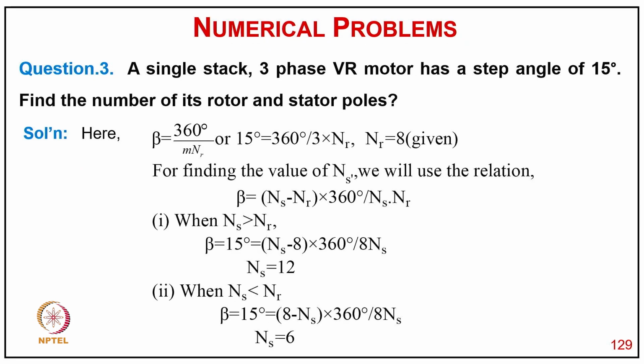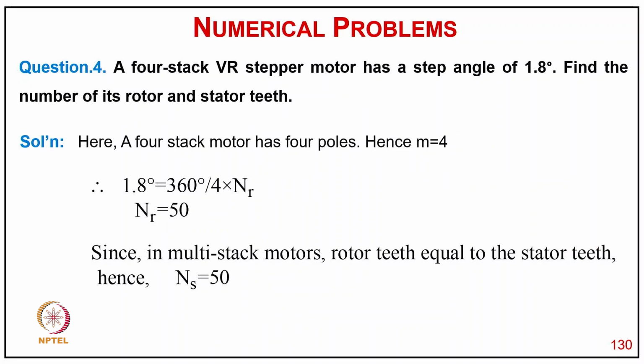Now a single stack 3-phase VR stepper motor has a step angle of 15 degrees. Find the number of its rotor and stator poles. So beta equals 360 by m Nr, or 15 degrees equals 360 by 3 into Nr, and Nr comes to 8 here. So for finding out the value of Ns, we'll use the relation beta equals (Ns minus Nr) into 360 divided by Ns Nr. When Ns is greater than Nr and beta is 15 degrees, we get Ns equal to 12, putting the values into it. When Ns is less than Nr, putting the value of beta into it, it comes Ns equal to 6. Now coming to question 4.